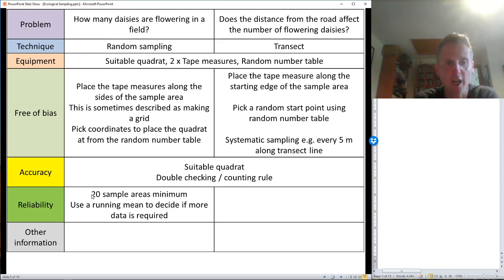All you need is 20 sample areas minimum, and then you calculate a mean at the end. And therefore your mean is reliable because it's based on 20 bits of data. It'd be less reliable if it was only based on 10 bits of data. If I wanted more confidence, more reliability, I should do 50 sample areas. Reliability is how confident you are in something, and if you're a reliable student, you always turn up on time.